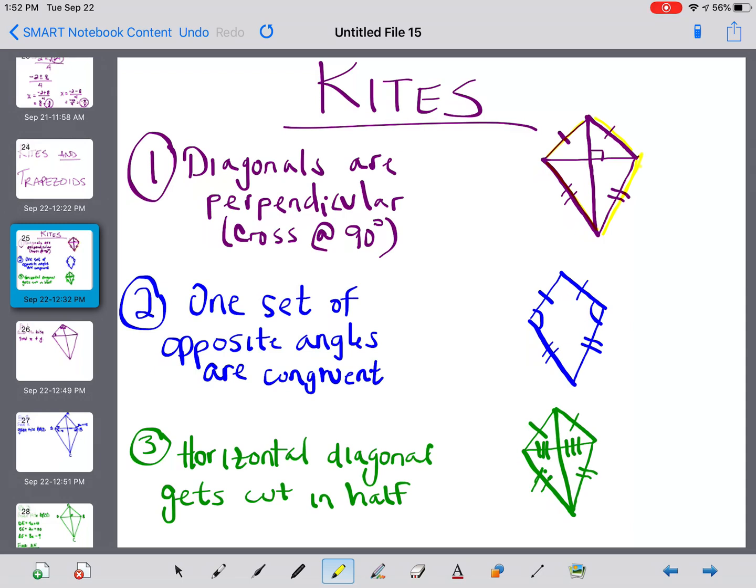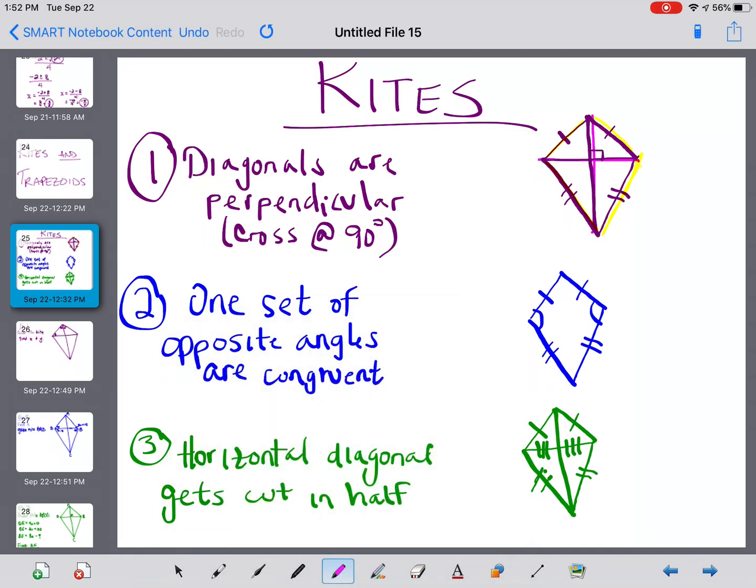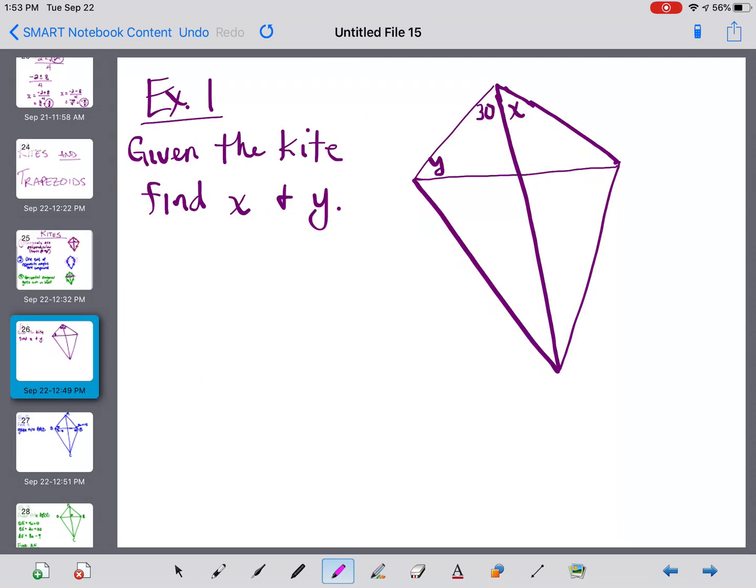A special property, property number one, says the diagonals are perpendicular, meaning they cross in the middle at a 90-degree angle. The second special property is that one set of opposite angles are congruent. So in any kite, this angle here and this angle on the right are equal. And the third property is the horizontal diagonal gets cut in half, meaning it's the same length on the left side as it is on the right. Let's dive into a couple examples.